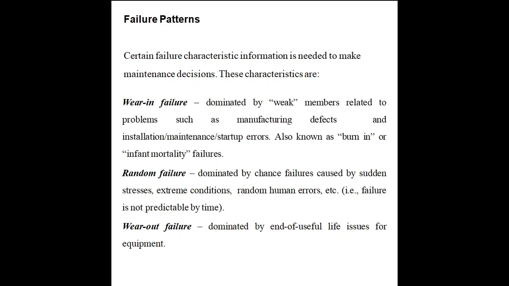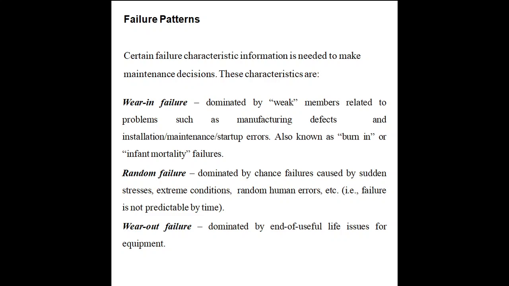Now, failure patterns. Every equipment fails and you can see the pattern of that failure, and the common patterns of failures and the common characteristics are three. You can see on the screen: wear in failure, another is random failure, and next is wear out failure. Wear in failure is due to the weak members, due to manufacturing defects or improper installation, maintenance, and startup. So these kinds of equipment fail in the beginning of the process. Once you start the machine, those parts get broken or get damaged. This kind of failure where the part fails in the beginning of its operation is known as wear in failure.